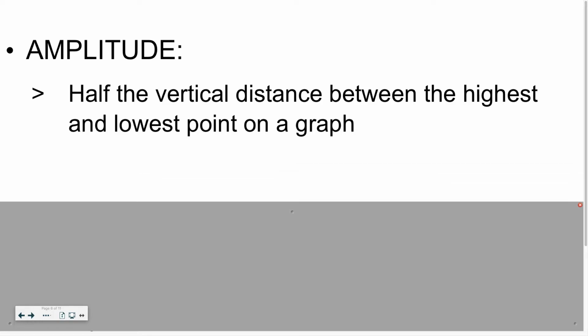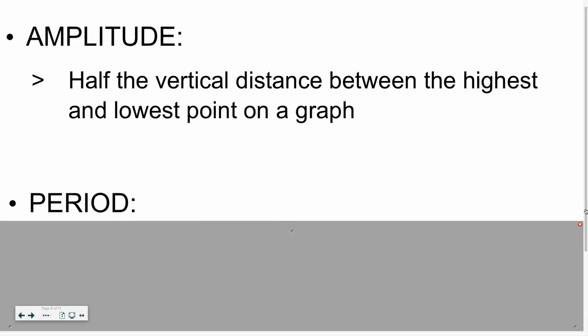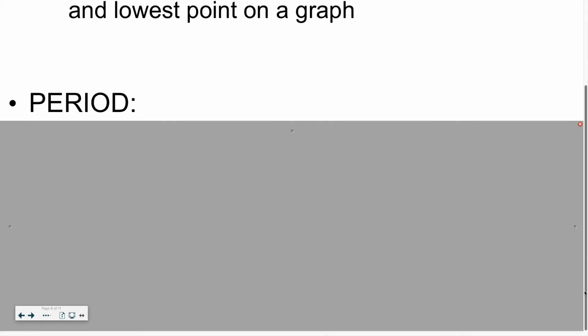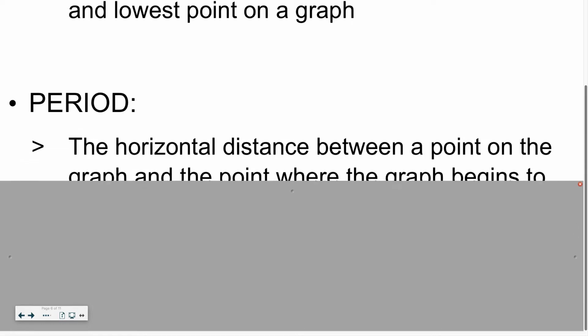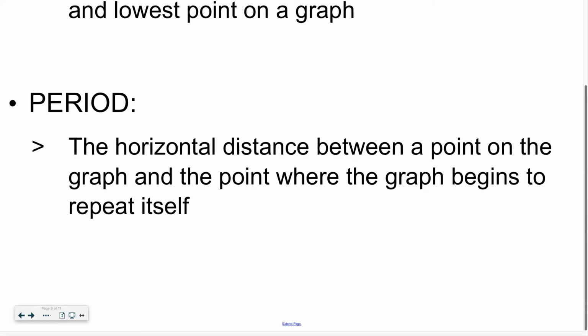What do you think the period will refer to? Length, okay? So we talked about how the sine and cosine curve, they repeat over and over and over and over again. The period is going to refer to the horizontal distance between a point on the graph and a point where it starts to repeat itself. So how long horizontally is our curve before it starts to repeat?